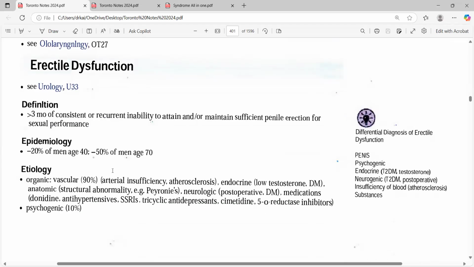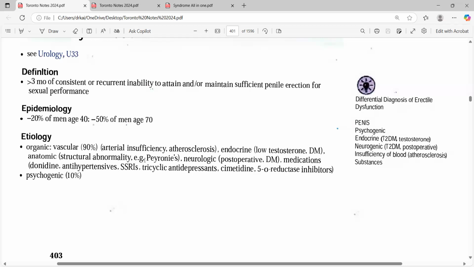Erectile dysfunction is basically, I already told you that you have to talk about how to approach this case. The psychological importance is very, very, like, you have to do a lot of counseling in this one. And along with that, the treatment as well. Then comes the psychogenic, endocrine, and all of those ones.